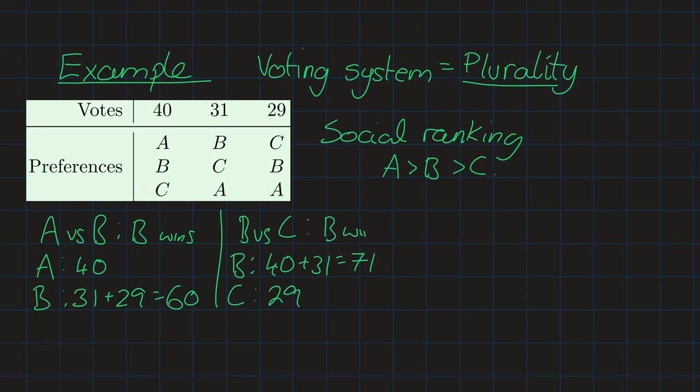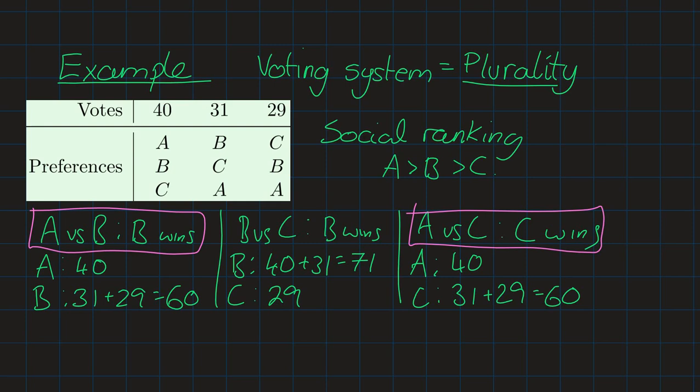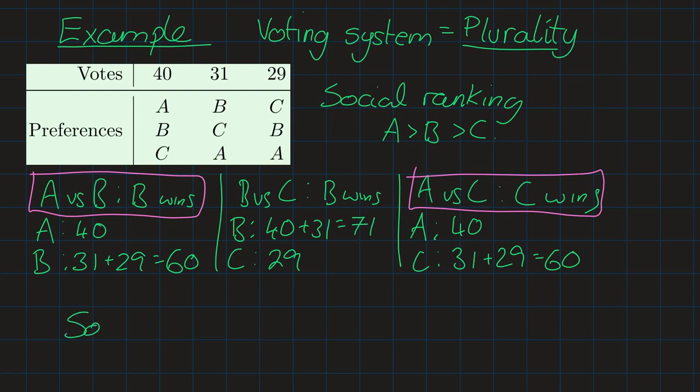So B wins. And finally, if we consider A versus C, A is going to get just 40, and C is going to get 31 plus 29, which is 60. So C wins. Or more importantly, A loses. If you consider A versus B and A versus C, we see that A loses in both head-to-head runoffs. So this means that A is the Condorcet loser.